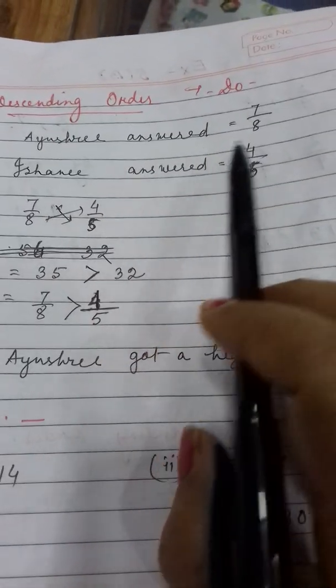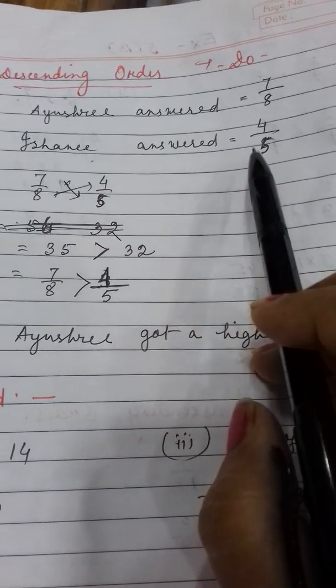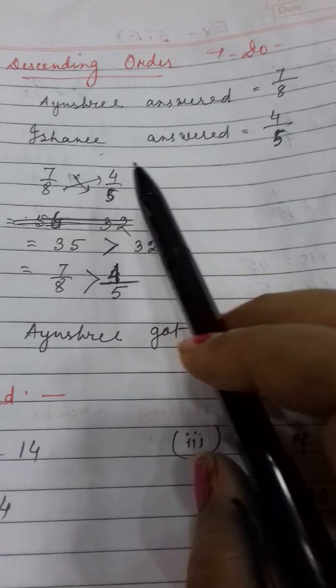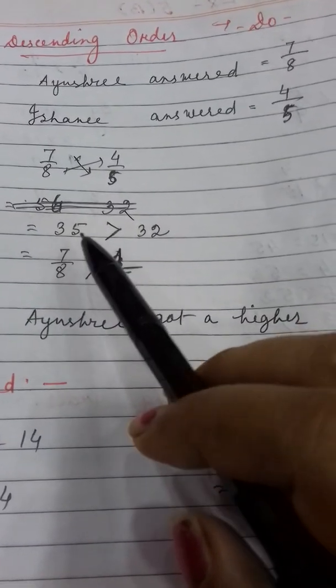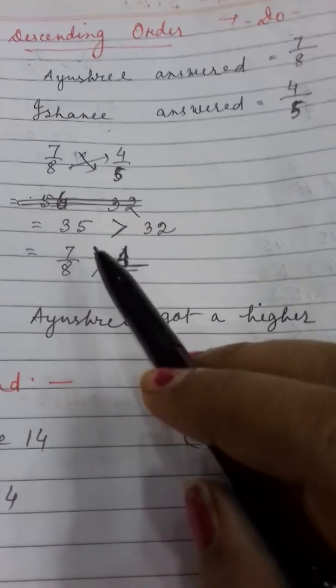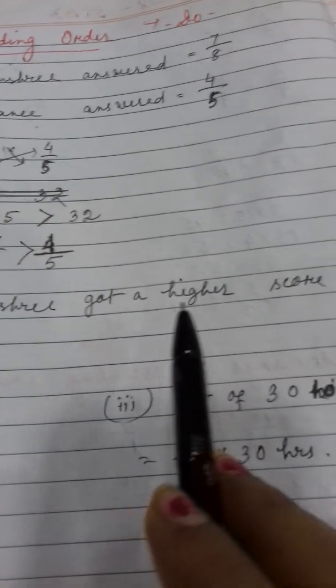So now as it is a word problem, you write a little bit of statement: Ayushri answered this, Ishani answered this. Now you compare. Any method you can apply. On the basis of the same concept, you will compare. So after that, what is the final answer? Ayushri got a higher score.